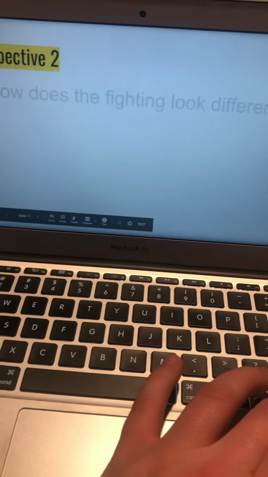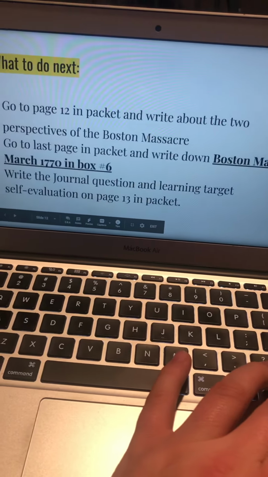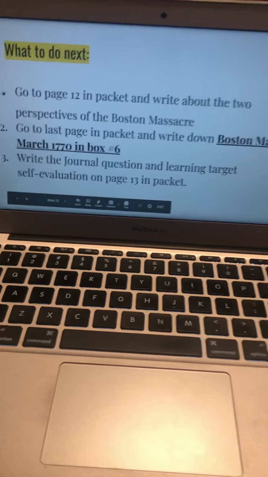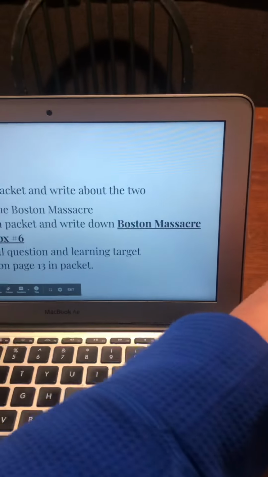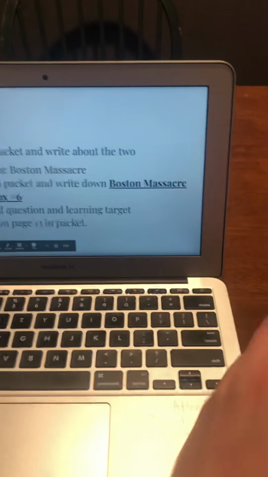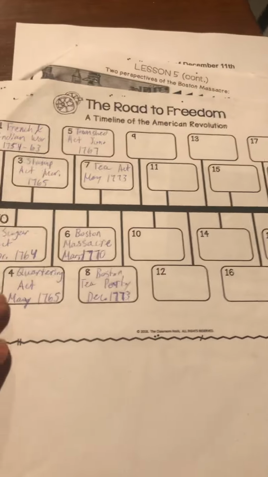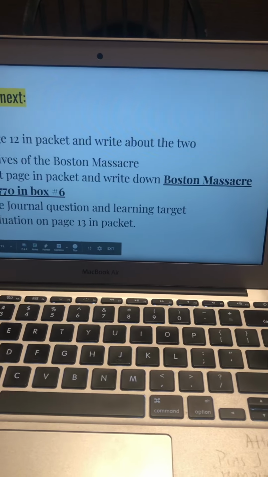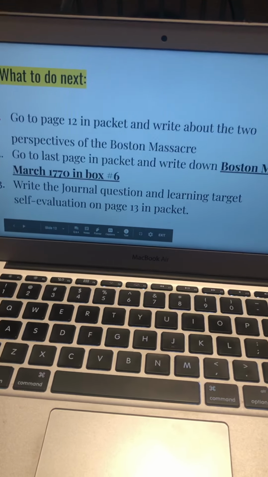So, after that, you need to go to the last page in your packet, okay? Remember, this is your last page in the packet, okay? Great time to pause it, because guess what? You're gonna write down Boston Massacre, March 1770, and box number 6, okay?